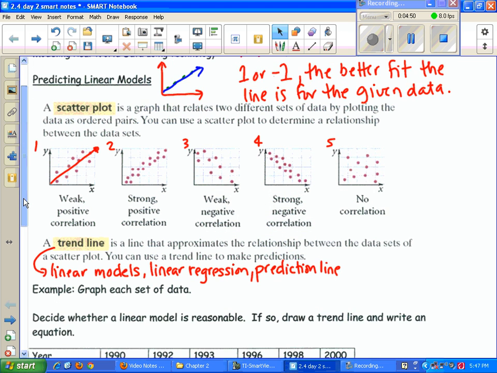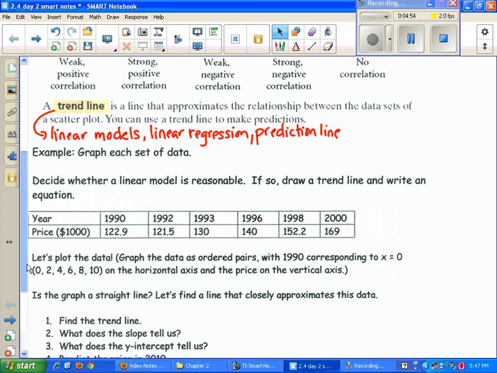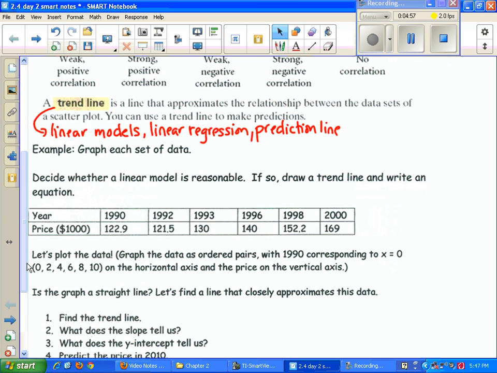So we're going to be doing this in our graphing calculator. It says, example, graph each set of data. We want to decide whether a linear model is reasonable. If so, draw the trend line and write an equation. And underneath the table, it says, let's plot the data. Graph the data as ordered pairs with 1990 corresponding to x equals 0. And so when we do this, 1990 would be 0, 1992 would be 2, 3, 6, 8, and 10. In our graphing calculator, we're going to graph L1 as the x values.